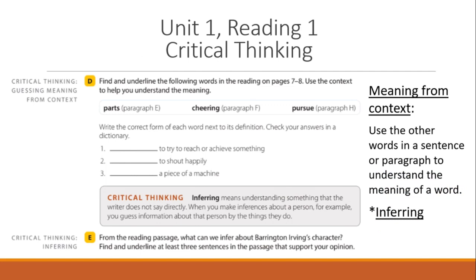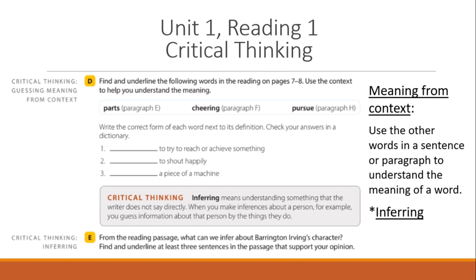Okay, now we move on to critical thinking. Critical thinking for reading 1 is parts D and E. So this is on the bottom of page 9. Critical thinking. What does critical thinking mean, right? Well, the first thing we're going to look at is meaning from context. Here we want to use the other words in a sentence or paragraph to understand the meaning of a word. That's what meaning from context means.